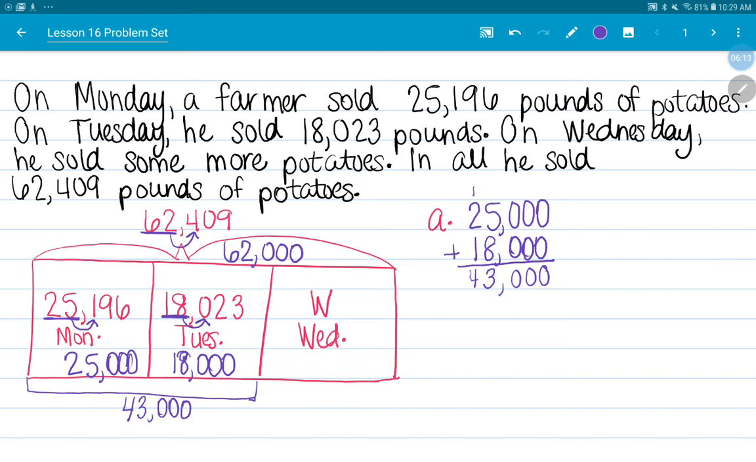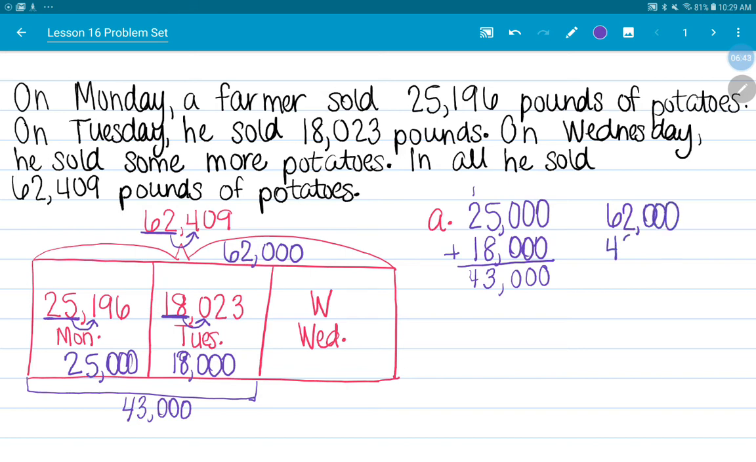How am I going to figure out the missing part? Now what are we going to have to do? What are we going to have to do now, Jaden? We're going to add up to that number. Yeah, we've got to get from 43,000 to 62,000. So we can do that by adding up, or we can do it by subtracting. So our total is 62,000.